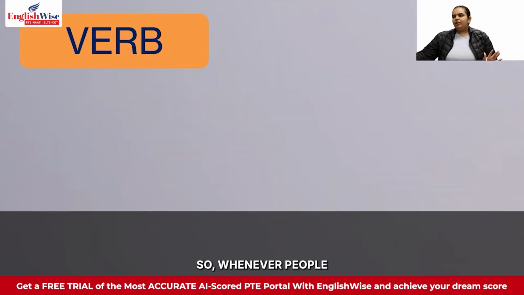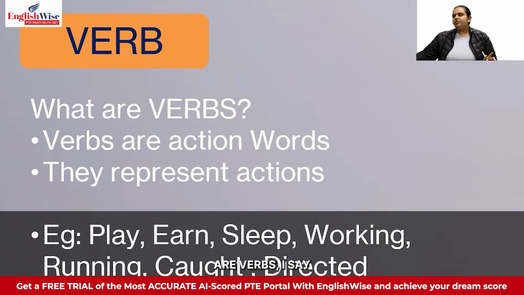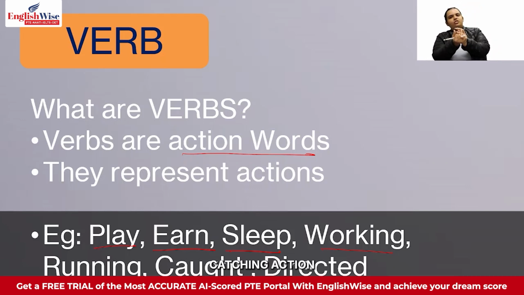So next is verbs. Whenever people ask me, ma'am, what are verbs? I say that verbs are action words. So whenever a word is representing any sort of an action, it is a verb. Any action, let's say playing. If I'm playing games, play is an action. So play over there is a verb. If I talk about earning money, that is an action. So when I'm talking about earn, that is an action. Sleep, working, running, caught, directed, they are all types of verbs. When I'm saying that the ball was caught, the catching action over there is a verb. So this shows us that any word that represents an action is a verb.